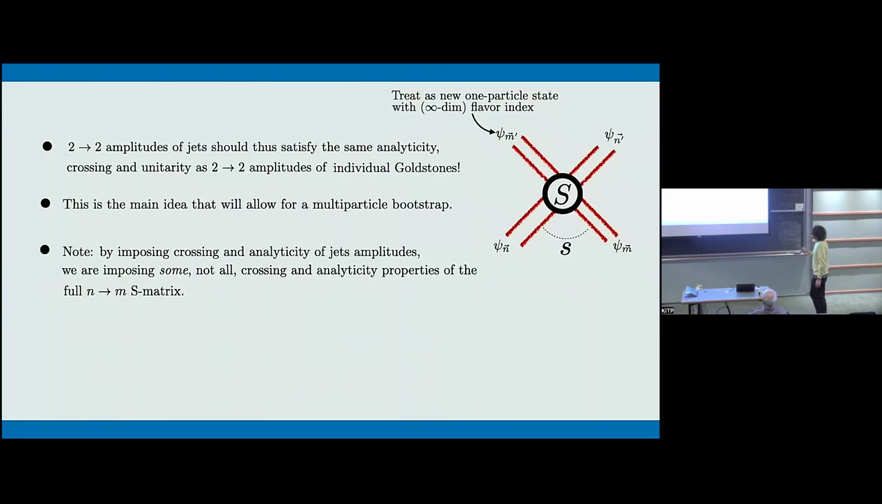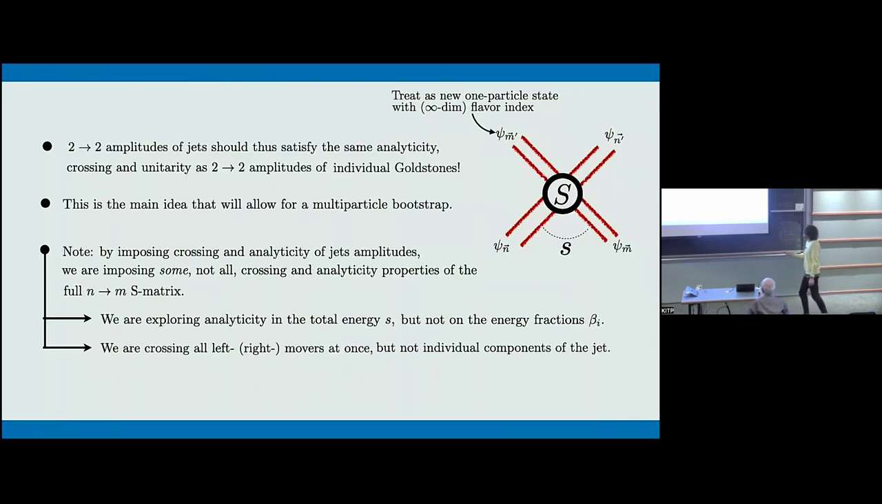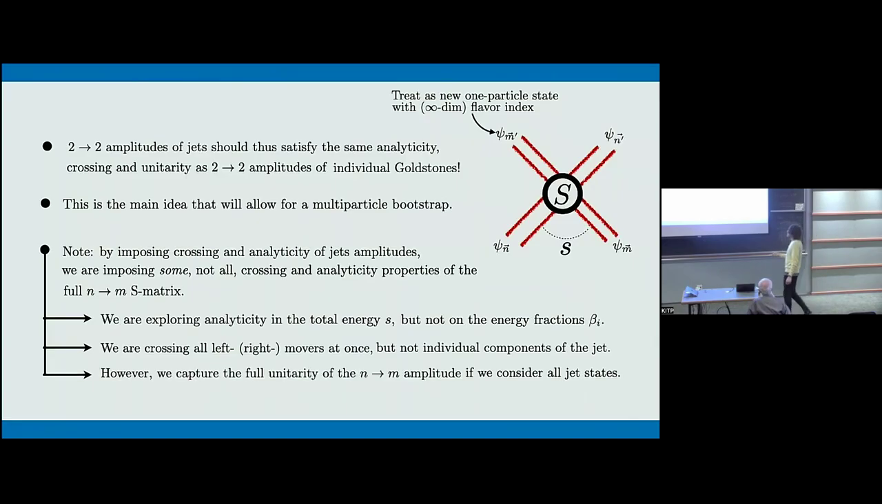Now, note that by imposing the cross-analyticity of these jet amplitudes, we're imposing some, but not all, of the cross-analyticity properties you might expect for the full N-to-M S matrix. So in particular, we are exploring analyticity in the total energy S, but not on the energy fractions beta i. We are doing crossing moves where we cross all the left movers or all the right movers at once, but not individual components inside the jets. However, we are capturing the full unitarity if we consider all jet states, because we're just doing a change of basis.